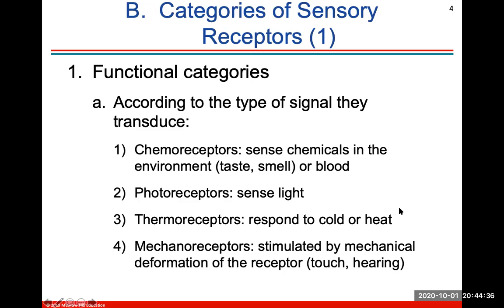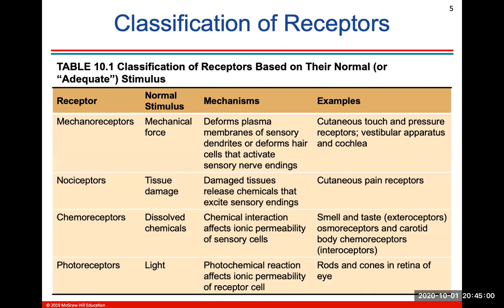The functional categories, we divide these types of sensory receptors into categories, and you should know these. Chemoreceptors sense chemicals in the environment, taste, smell, or blood. Photoreceptors sense light. Thermoreceptors will respond to cold or heat, and mechanoreceptors are stimulated by mechanical deformation of the receptor, like touch or hearing. So these describe the receptors, the stimulus that will affect them, and then examples of each.